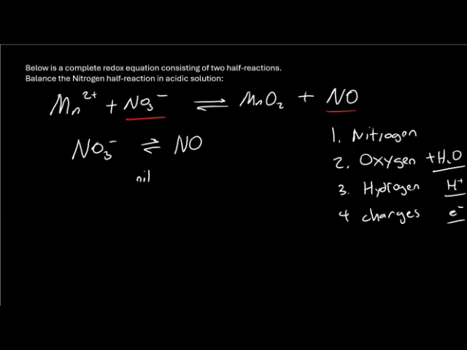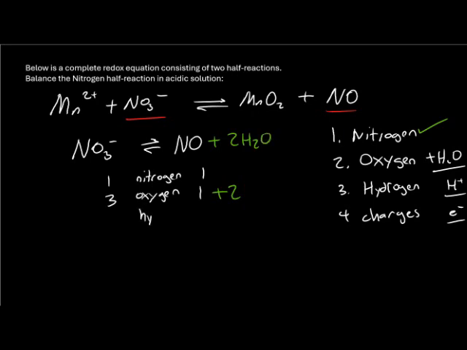First, we look to the nitrogen. We have 1 nitrogen on the left, 1 nitrogen on the right. Therefore, our nitrogen is already okay, and we don't need to modify it. Now we look to the oxygen. On the left, we have 3 oxygen, and on the right, 1 oxygen. Therefore, we're going to need 2 more oxygen on the right side. To do that, we will say plus 2 waters. This will give us the 2 oxygen we need.